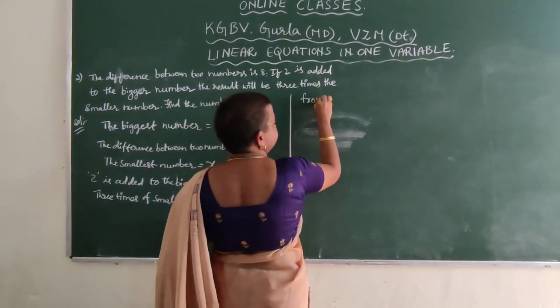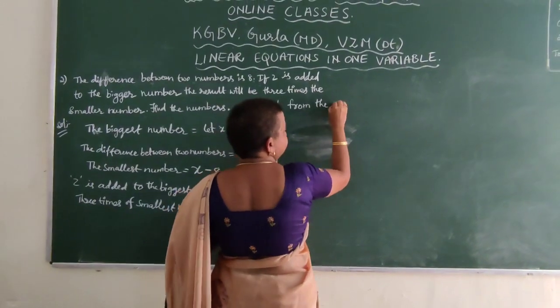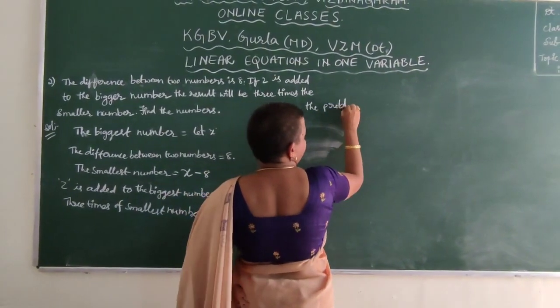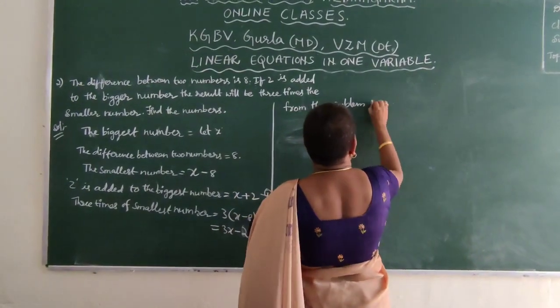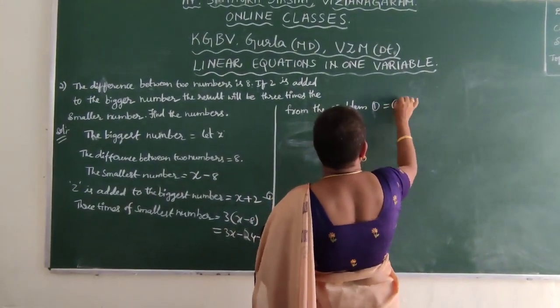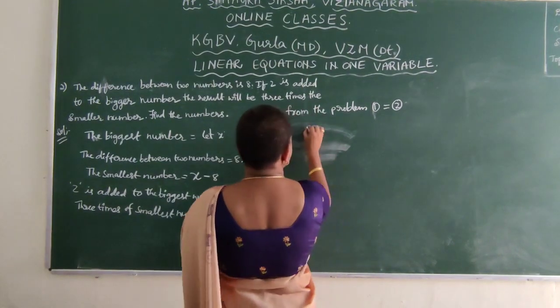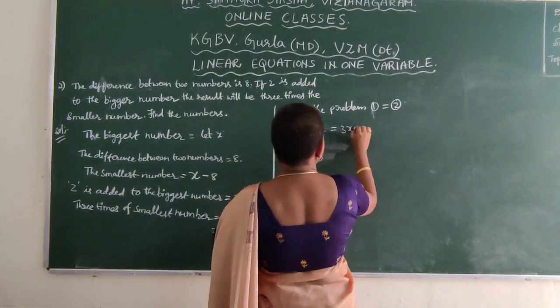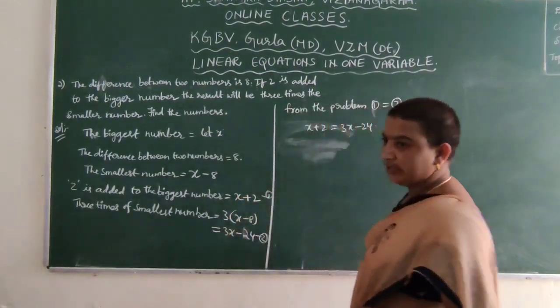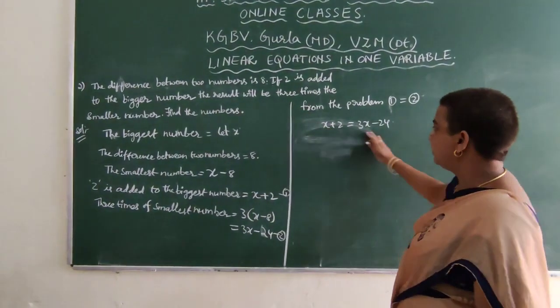Equation number 1 is equal to equation number 2. That means x plus 2 is equal to 3x minus 24. Okay, you can write the problem as an equation.